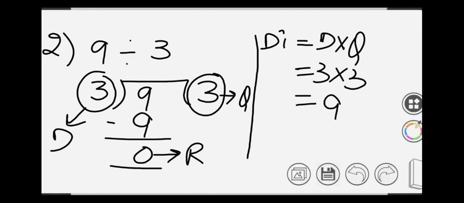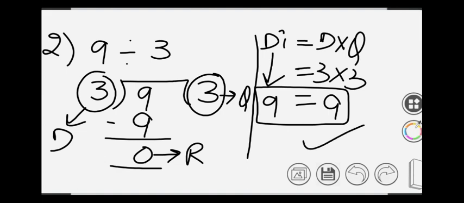And here we can see that dividend is also 9. This is the dividend part. So our answer is equal to the dividend. That means our solution is correct. So this is verified.